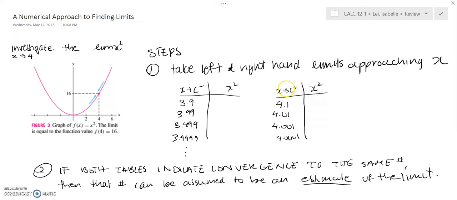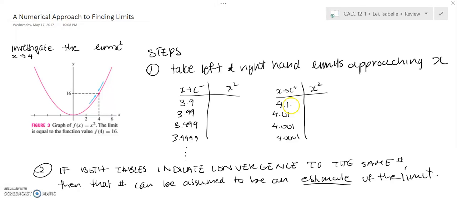To analyze the limit, we make two different tables. Say we were investigating the limit of x squared as x approaches 4. To analyze it, we would make a table of values for f of x for x close to but less than c for the left bound, and then for the other table you would do x values that are close to but just more than c.